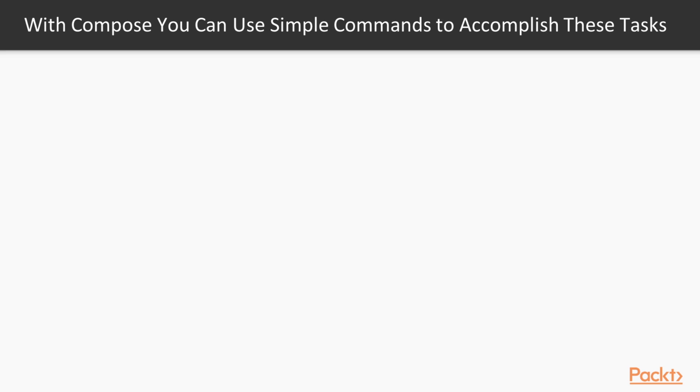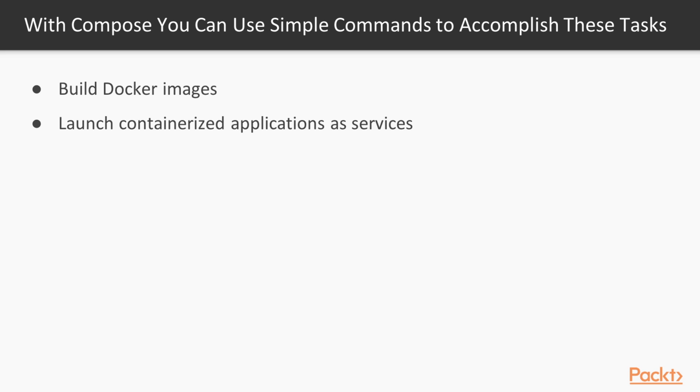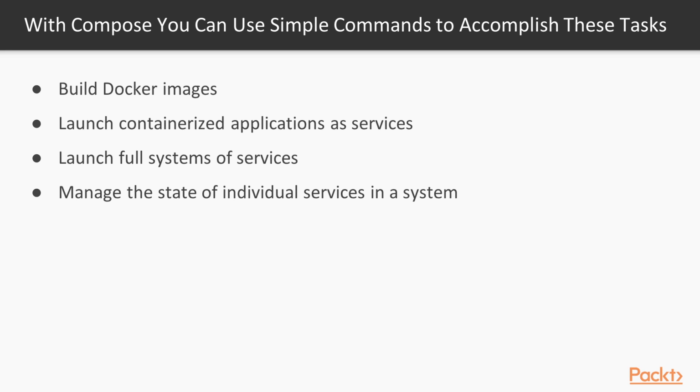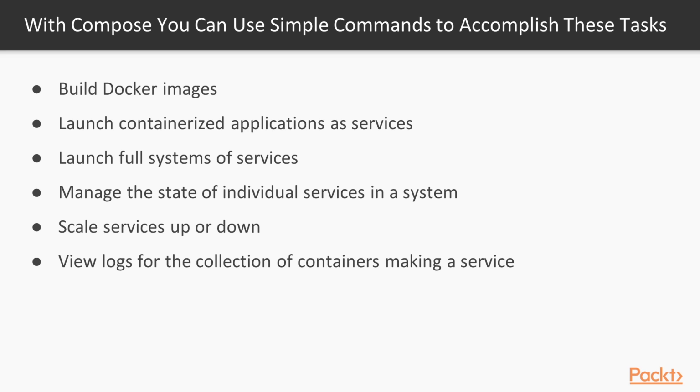Docker Compose allows us to achieve multiple difficult tasks automatically. So we can build Docker images, but also we can launch containerized applications as services. We can launch full systems of services. We can manage the state of individual services in a system, and we can scale up or down. So if we see that our container needs more resources, we can use Docker Compose to scale that service up. We can also view logs for the collection of containers making a service. So it has some kind of log aggregation from multiple Docker containers.